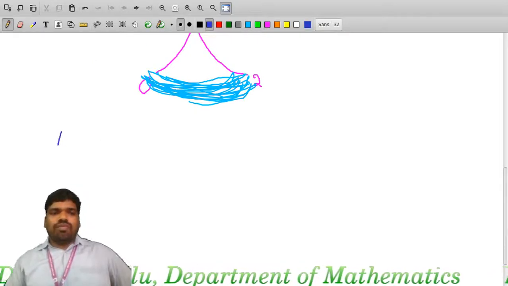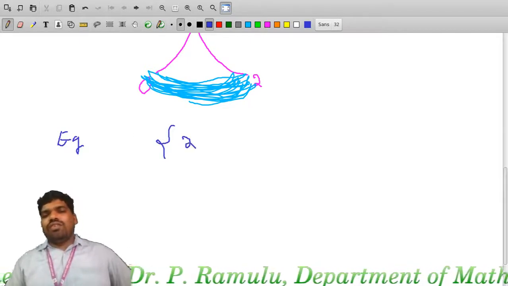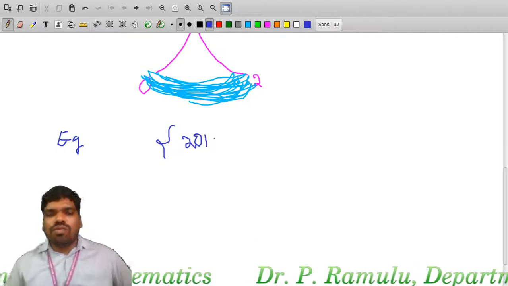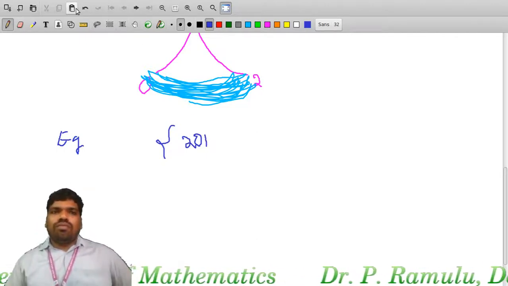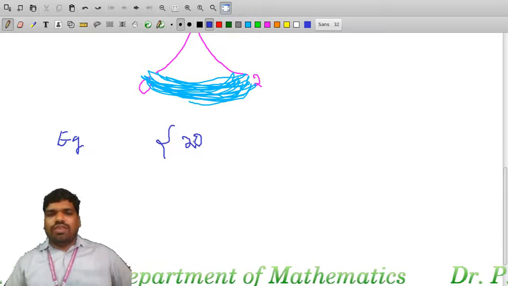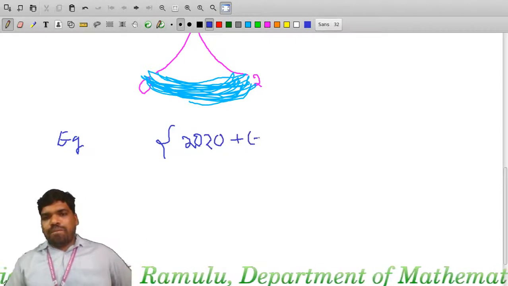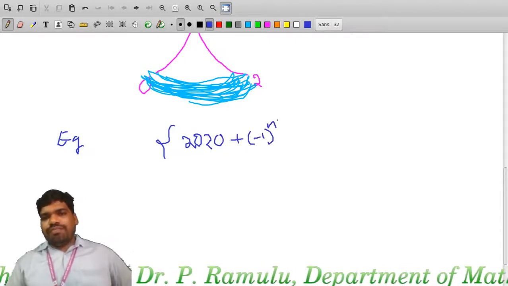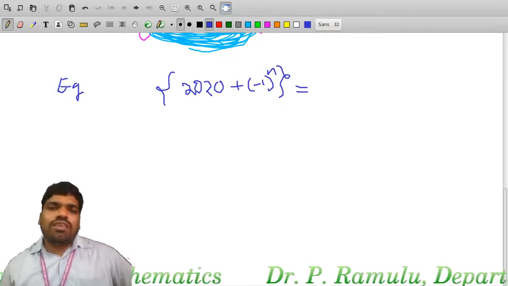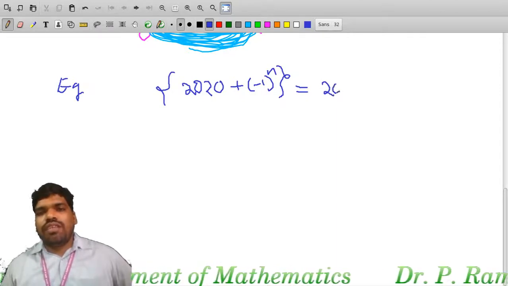You may take another example. Here I am taking 2020 plus minus 1 whole power of n. How do the terms of the sequence look? Substituting n equal to 1, minus 1 whole power of 1 is minus 1, so 2020 minus 1 equals 2019.